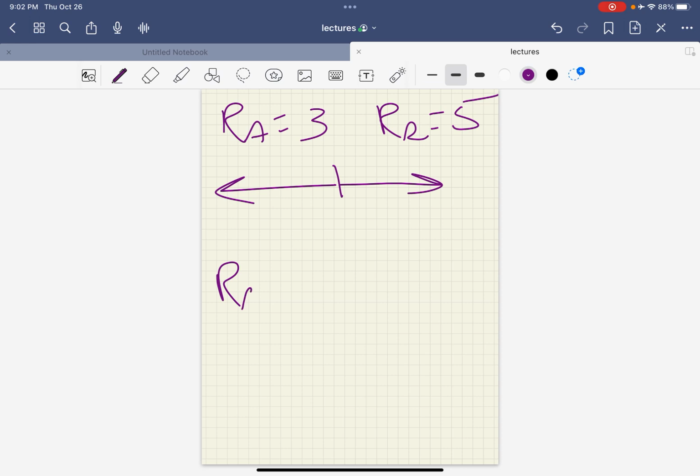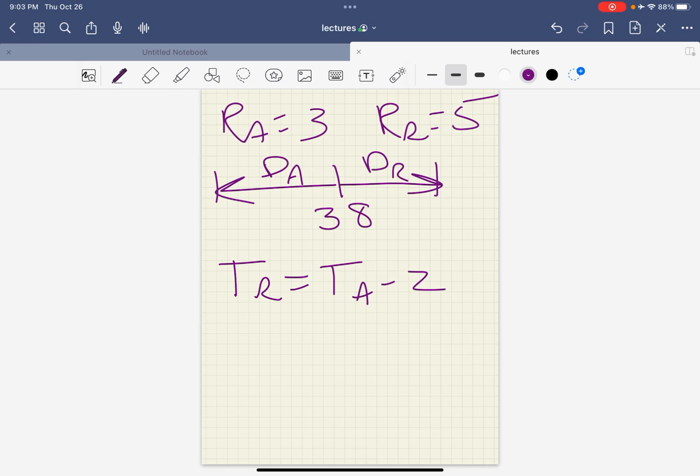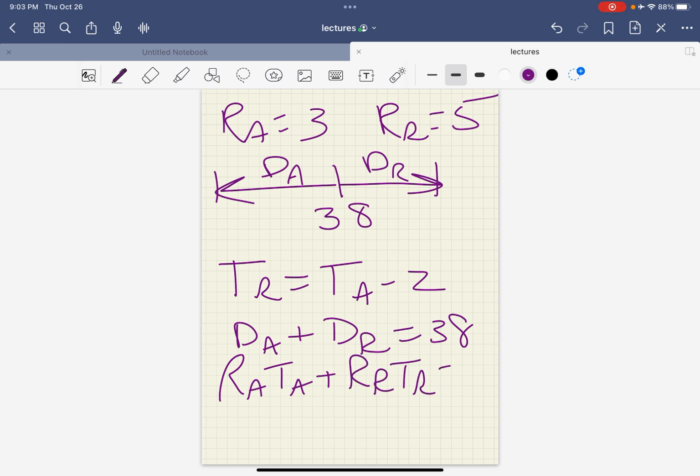So the time for the raccoon is the time for the armadillo minus 2. And it says, at what time will the animals be 38 kilometers apart? So this is distance armadillo, distance raccoon. So the two distances added up have to be the 38. And we change that to RA TA plus RR TR. And then we just plug everything in.